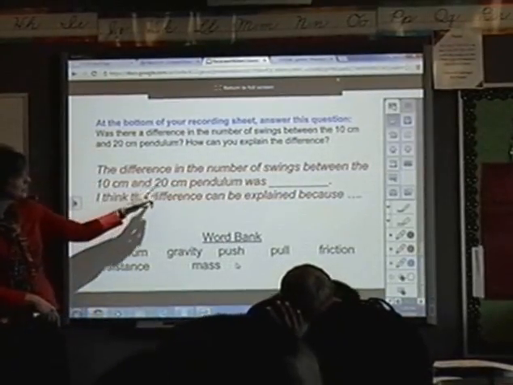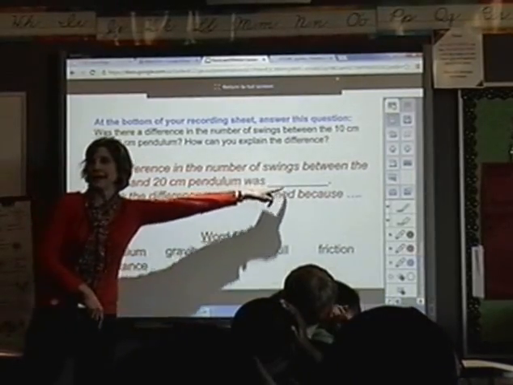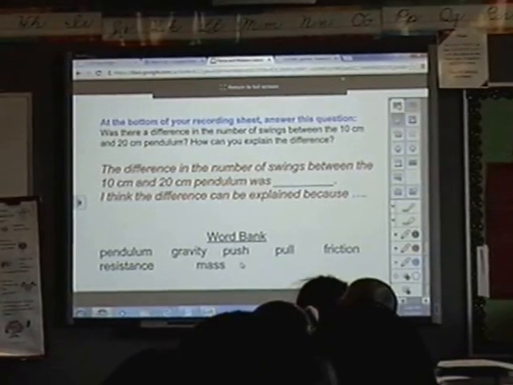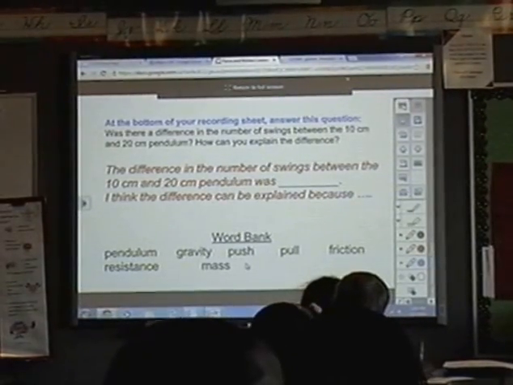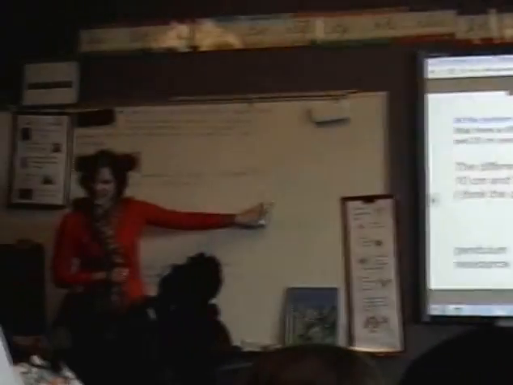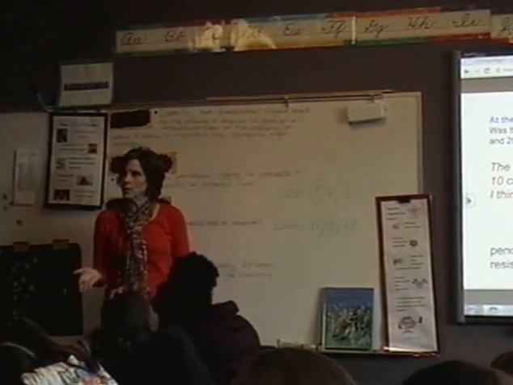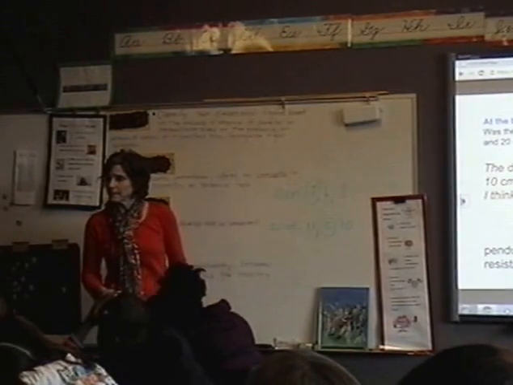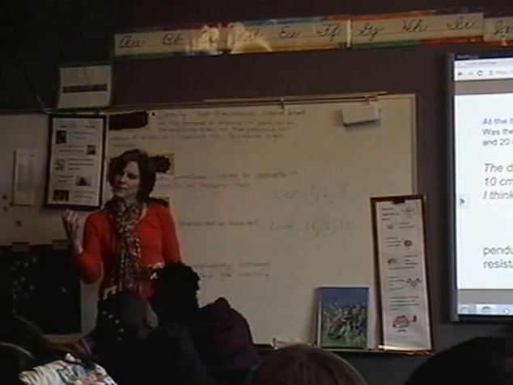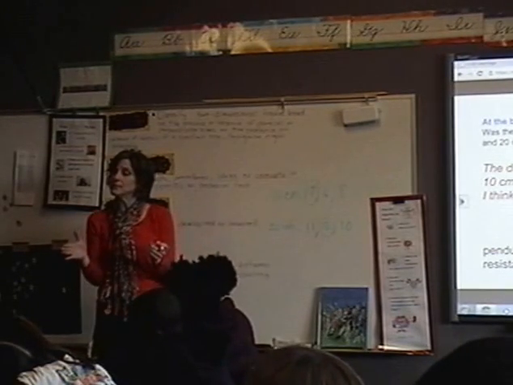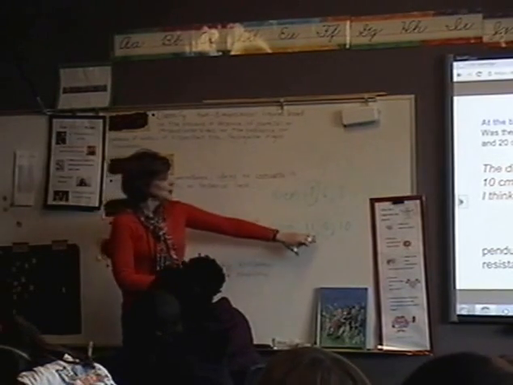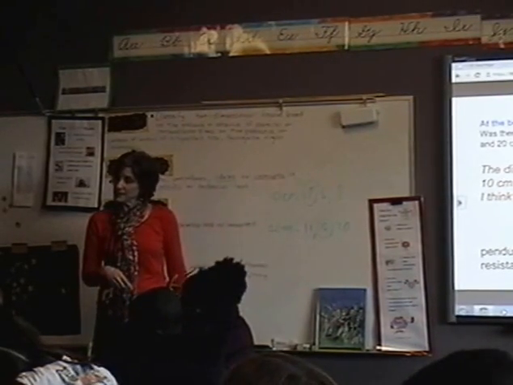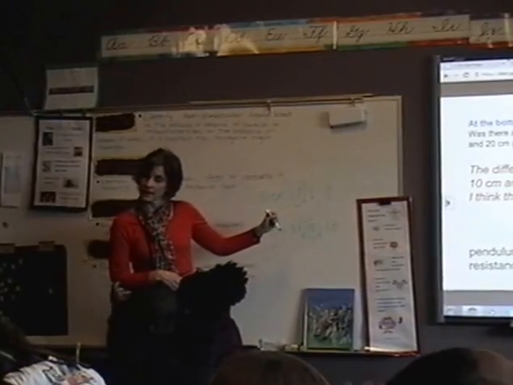It says the difference in the number of swings between the 10 centimeter and 20 centimeter pendulum was blank. So here, where am I finding the difference? Well, I'm looking at my average, right? I might say 10 is the average here, and 7 is the average here. So the difference is what between the 20 and the 10? What would the difference be, Sylvia? Remember, think about finding the difference, you're using subtraction. If I found the difference between these two averages, what would the difference be?